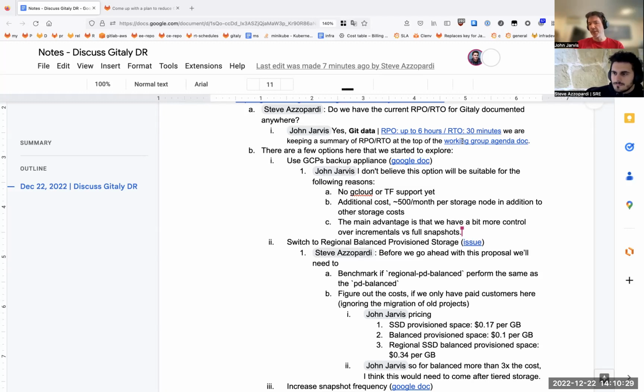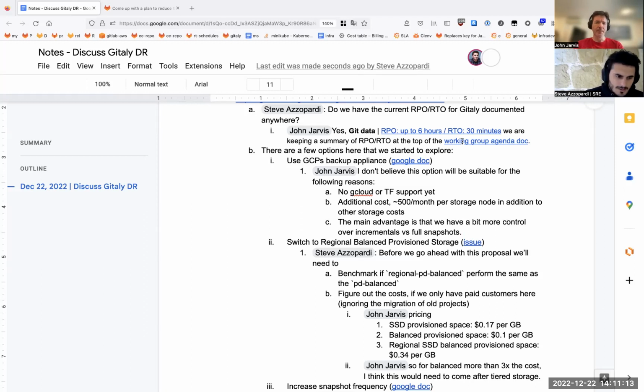Right. And the backup appliance in the regional storage, I don't think is a good option. Obviously the backup appliance still has an RPO issue. When I asked GCP about how long these incrementals will take, they said they're going to probably take around the same amount of time as snapshots. So I guess we need to get an exact number for that, but we're still looking at some data loss. Yeah, I assume for the regional balanced provision storage that it's going to be much less data loss.